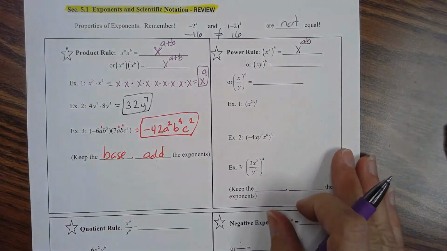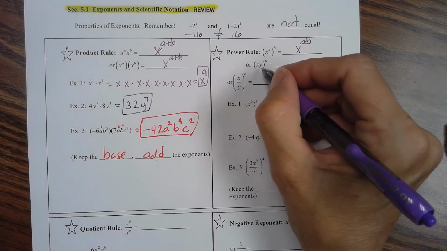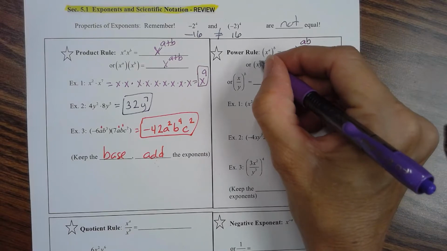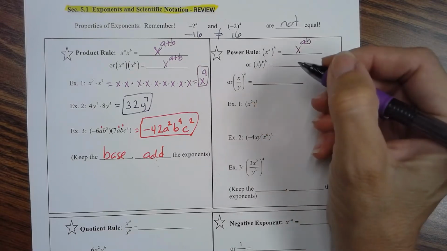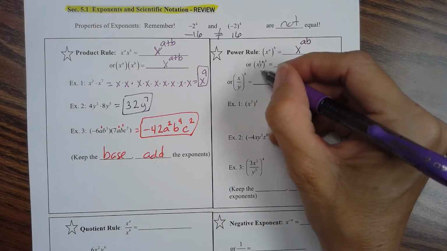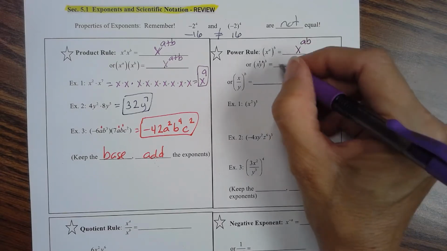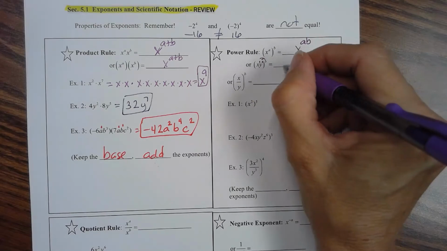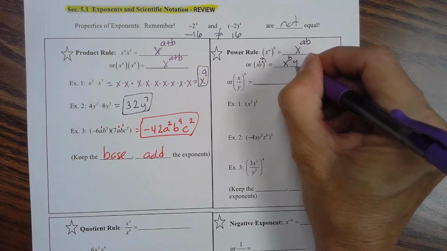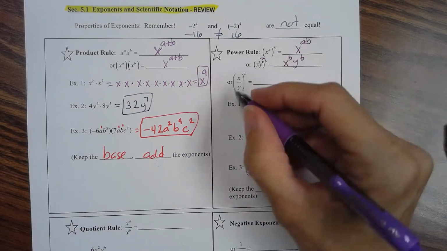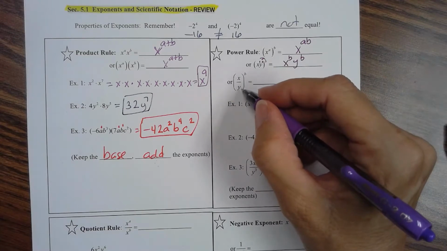If there's more than one thing inside the parentheses and they're still being multiplied, you can distribute your power. But if they're not being multiplied, if they're being added or subtracted, you cannot distribute in the power. But at this point, we're going to distribute in the power, so we get x to the b and y to the b. If we're dividing, the same rule applies.